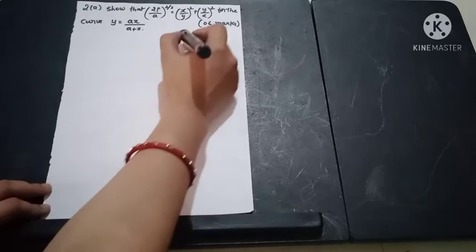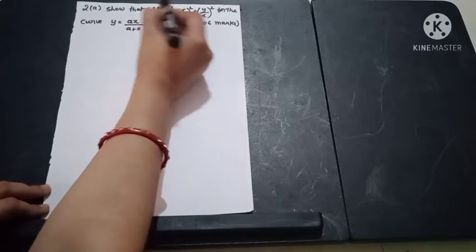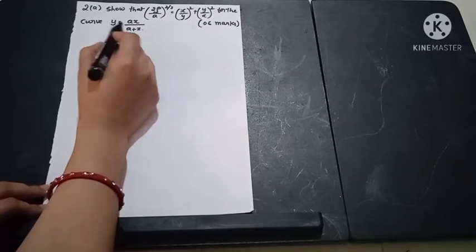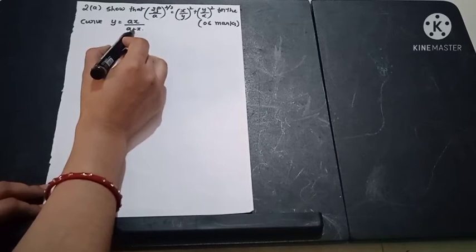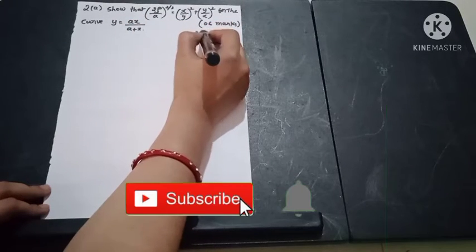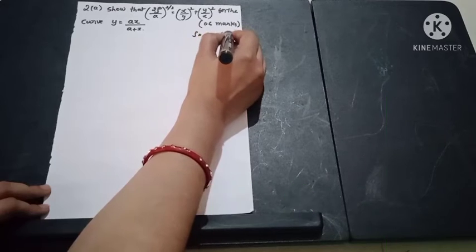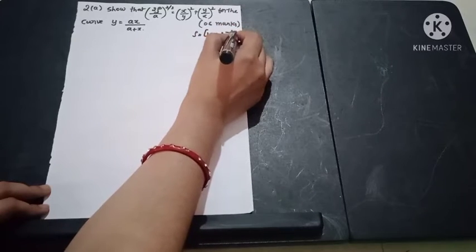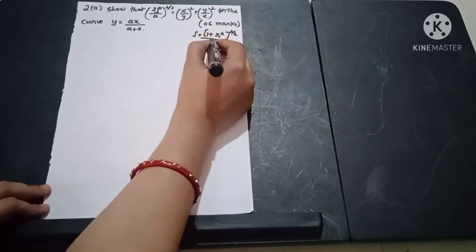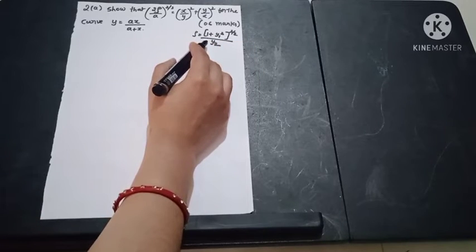What we need to find is the radius of curvature, here rho is the radius of curvature, and the given curve is y is equal to ax by a plus x. So the radius of curvature formula is rho is equal to 1 plus y1 square whole to the power of 3 by 2 divided by y2. This is the formula to find out the radius of curvature.